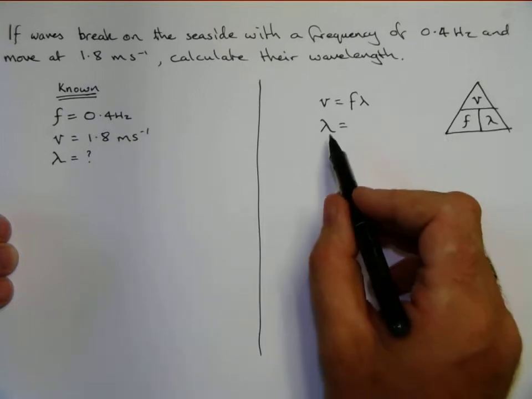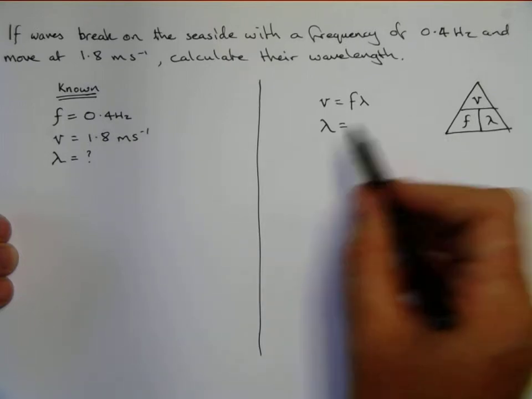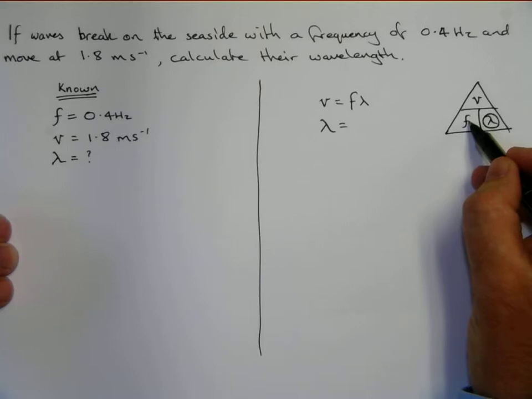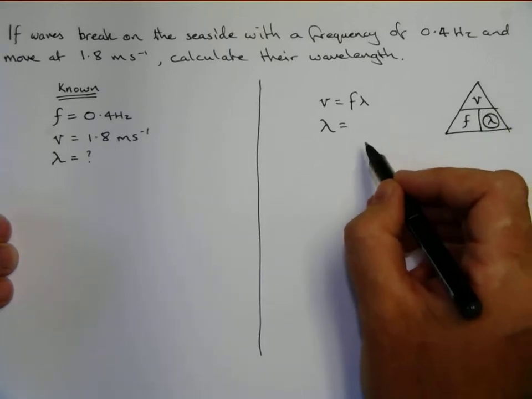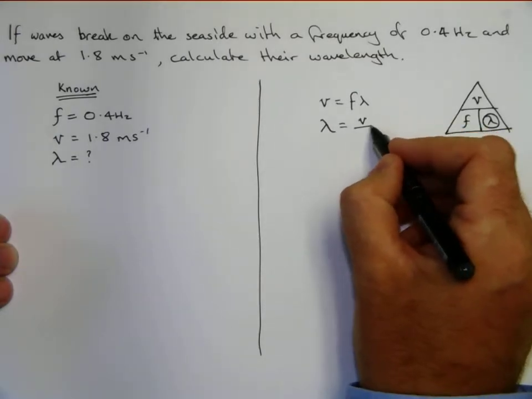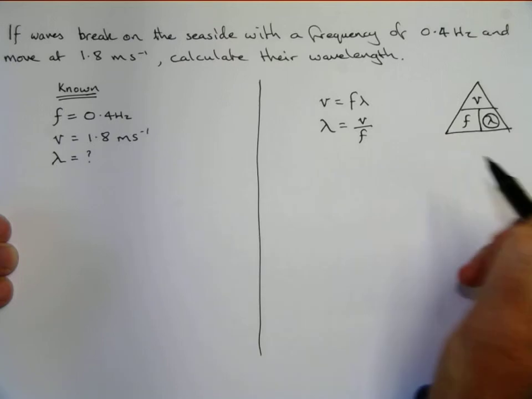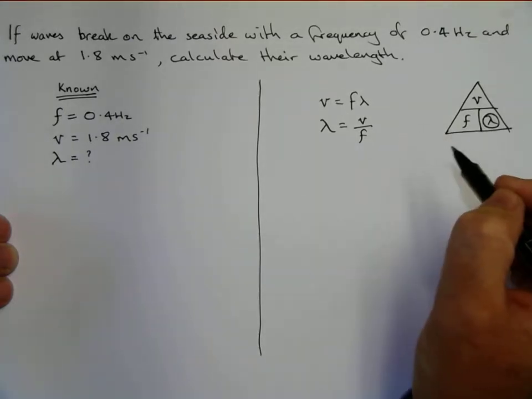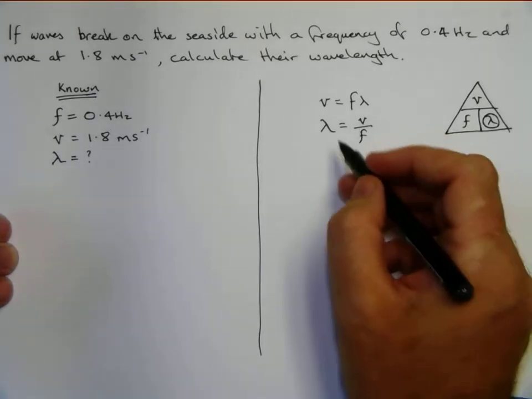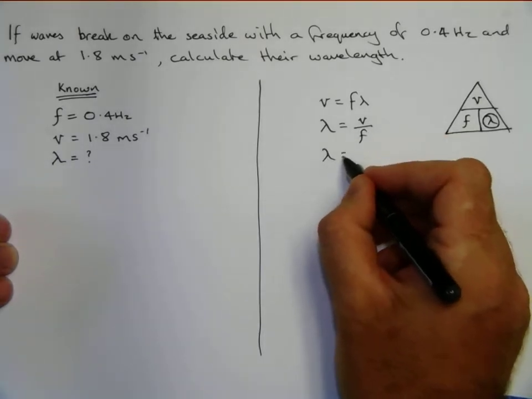In other words, it's true for lambda at the front too. So we're after lambda at the front. So what do we see with the other two letters? We see that the v is above the f. Because the v is above the f in the triangle, it has to be above it in the equation. So lambda equals v over f. And we've now managed to rearrange it without using mathematics, using the triangle instead. We can now complete the equation and get the answer.